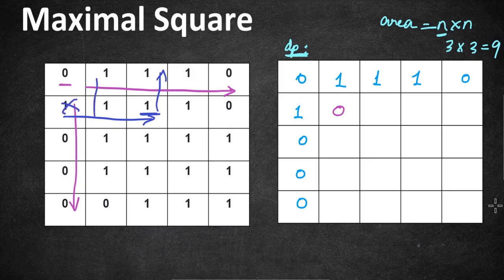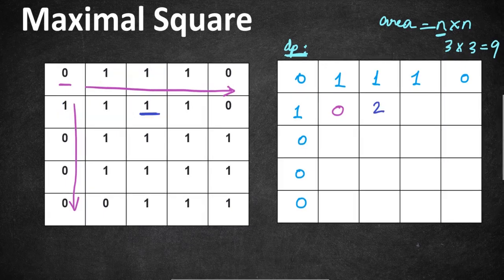So let's see by forming a 2 cross 2 whether it can form a square. Yes, it has all values as 1. So possibly you can form a 2 cross 2. In this case, we have to update the side length of the square we have found. So what is the side length? Which is 2. So I'm going to update 2 here, which is the maximum so far we have found.